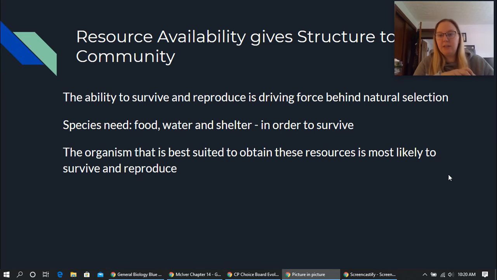It is very weird to think that we only need food, water, and shelter in order to survive, but that is actually all you need to survive and live. You don't need anything else.